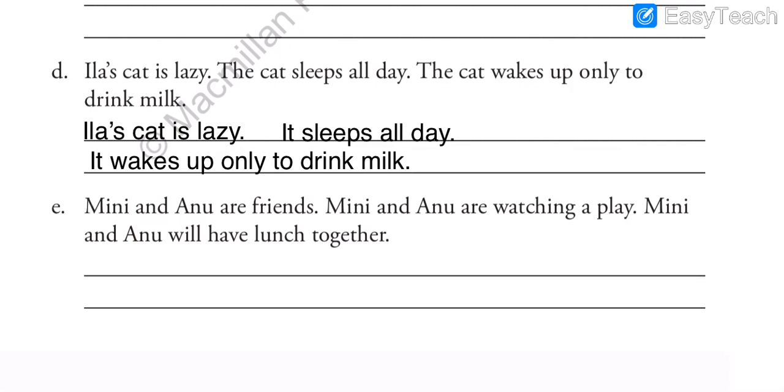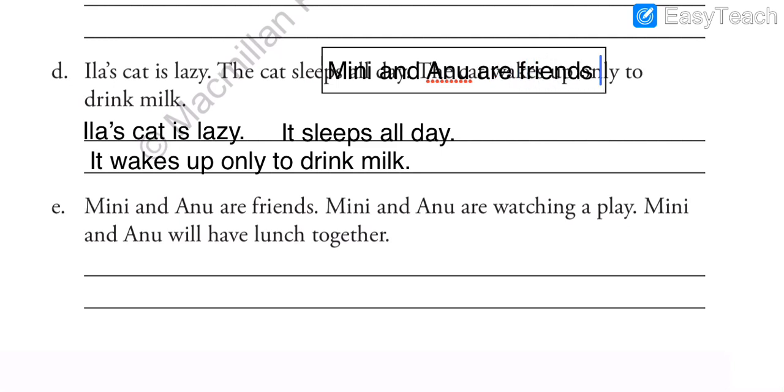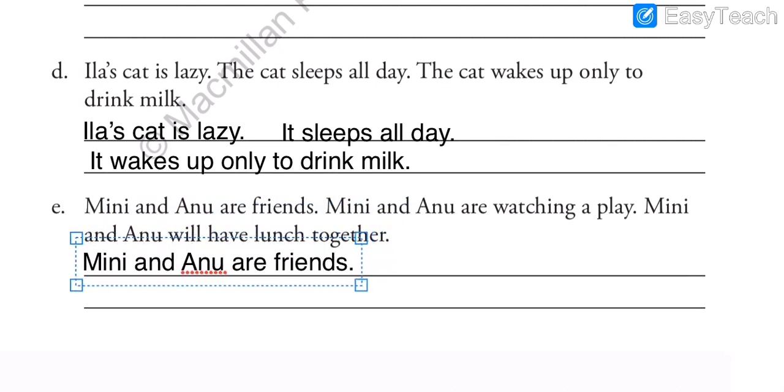The first part we have to write as it is. Minnie and Anu are friends. So let us jot it down and then solve it. So Minnie and Anu are friends and then full stop, so that the first part ends here.